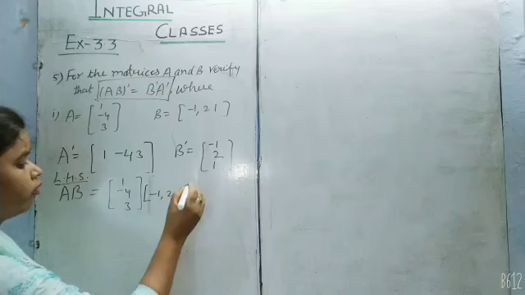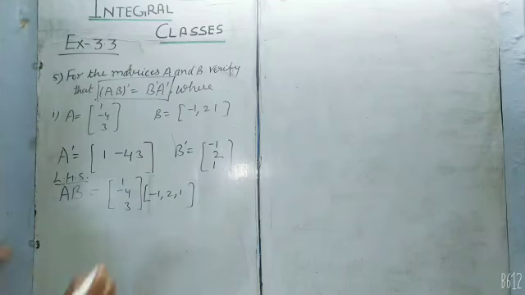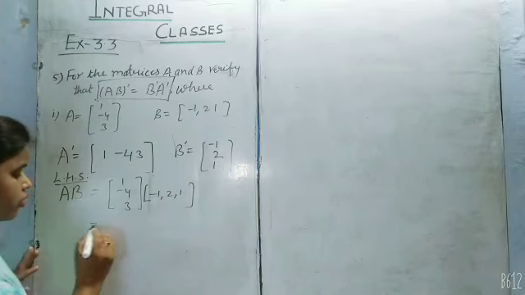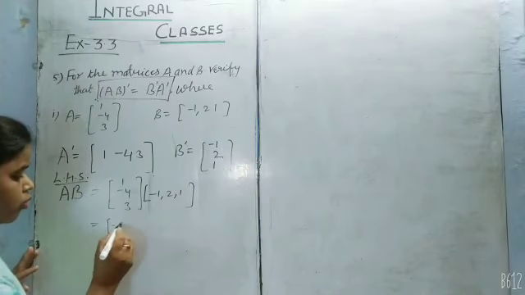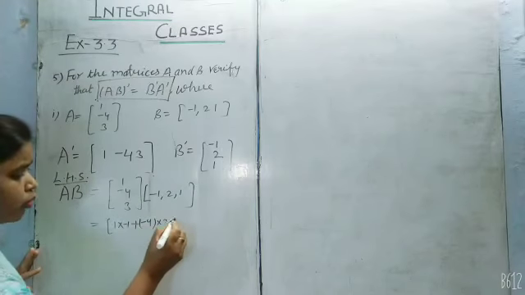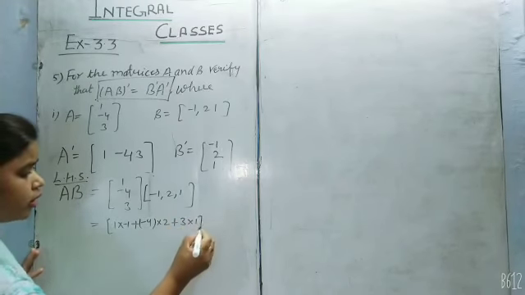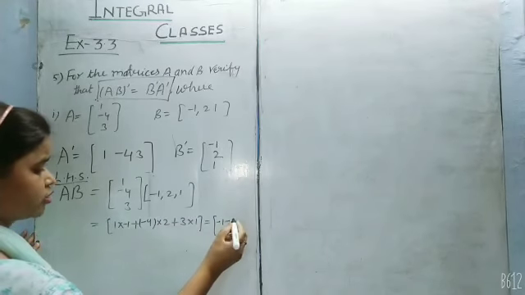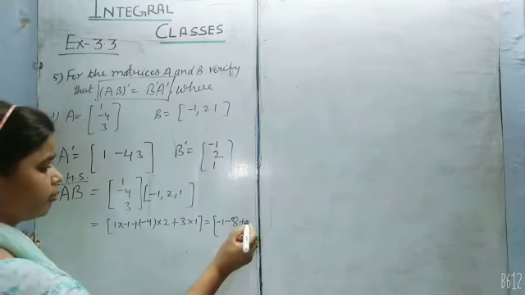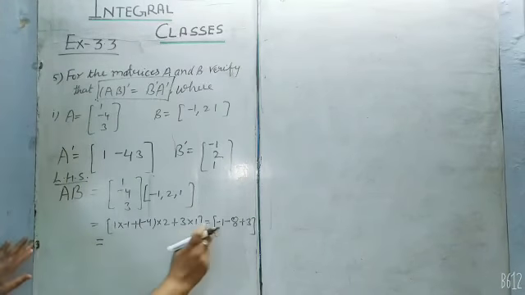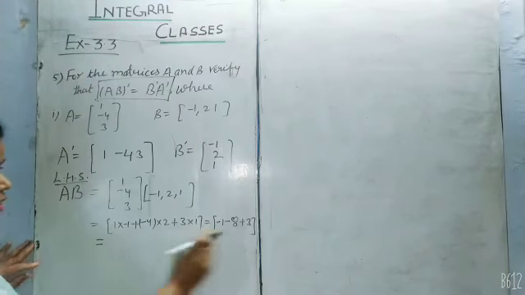Minus 1 2 1. Okay. Now this column is multiplied by this row, so we will get 1 into minus 1 plus minus 4 into 2 plus 3 into 1. It will become minus 1 minus 8 plus 3. So what is the answer? Minus 8 minus 1, minus 9.